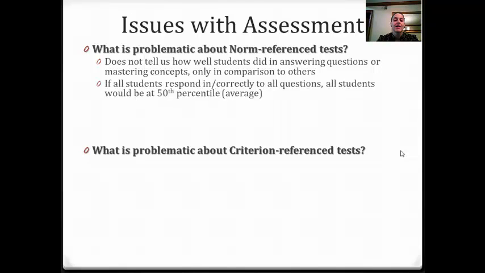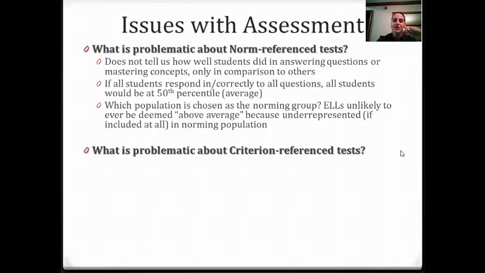Okay? You also have to think about it. If all students respond correctly or incorrectly to all the questions, then all students would be at the 50th percentile, the average, right? Because you can only do as well as everybody else does, or as badly as everybody else does. Right, your percentile score is going to be representative of the performance of everybody else. So you have to be very careful with how you go about inferencing from that score.